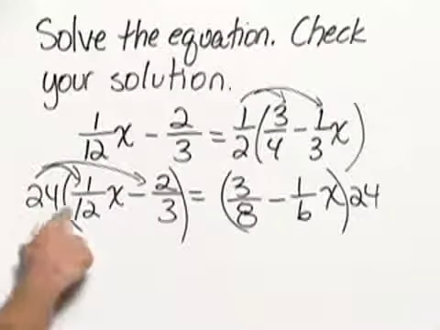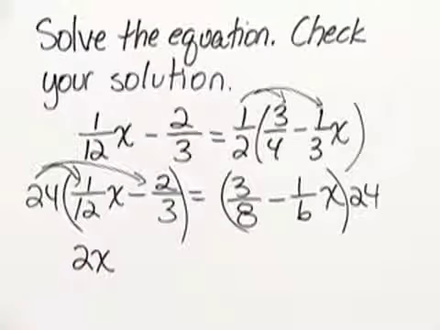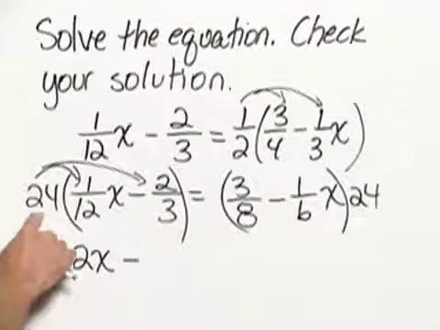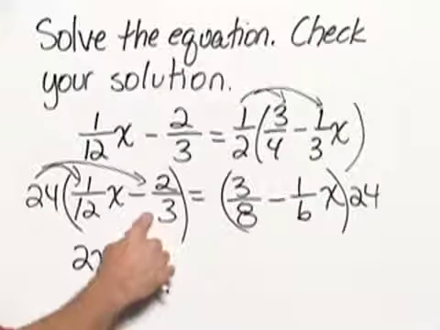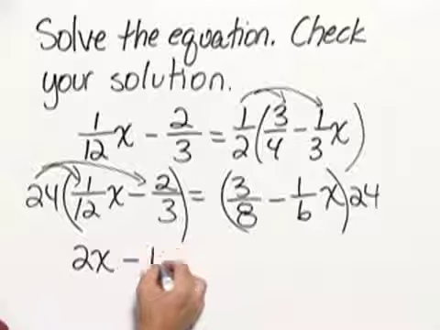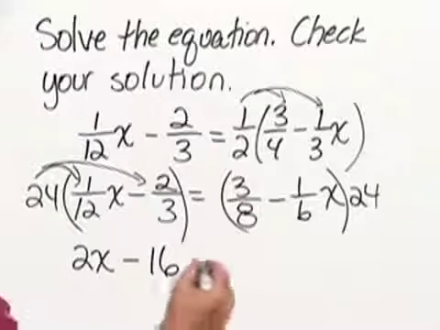When we multiply 24 times 1/12 x, the 12 goes into 24 2 times, yielding 2x. Minus, this time, 24 times 2/3. 3 goes into 24 8 times. 8 times 2 is 16. So on the left-hand side, it simplifies to 2x minus 16.